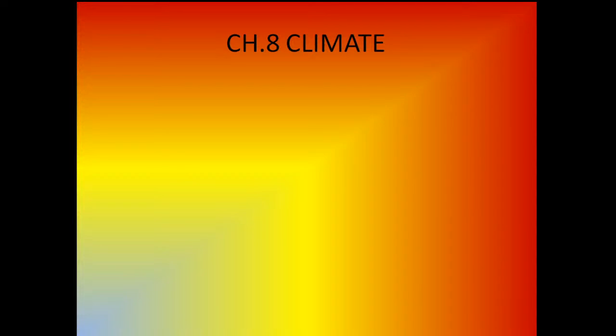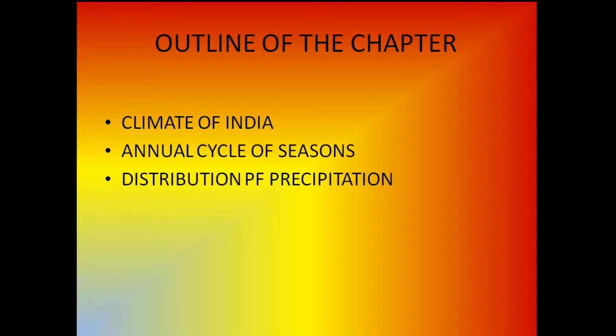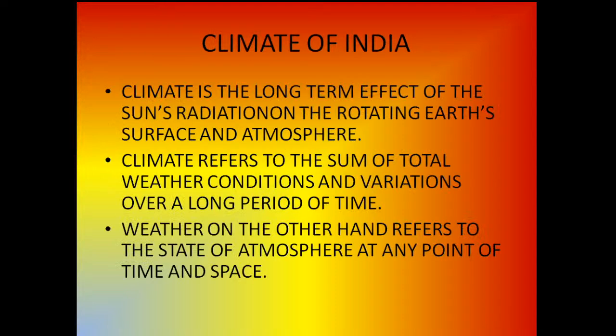In a summarized manner, I am just telling you what we have studied in the previous class. Firstly, see the outline of the chapter. We have to study about the climate of India, the annual cycle of seasons, and the distribution of temperature and precipitation. As you all know, climate is the long-term effect of the sun's radiation, the rotating Earth's surface and atmosphere.